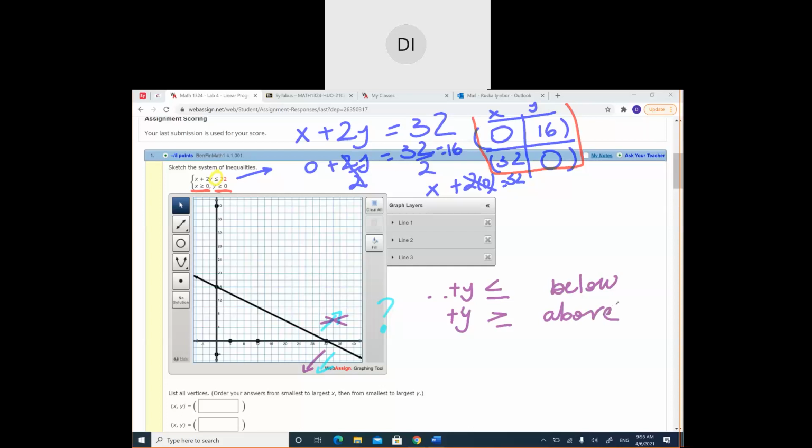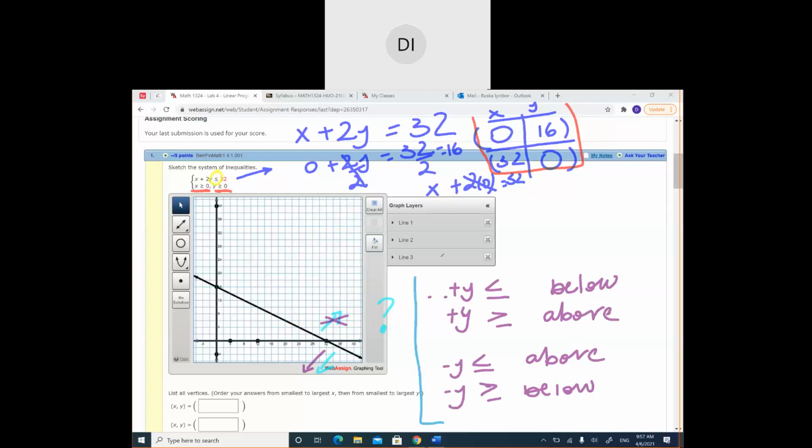So if y is positive, now if y is negative, it's going to be backwards. So if it's negative y and it's less than or equal, it's going to be above. And if it's negative y greater or equal, it's going to be below. So these are the rules for how to pick and choose which side of the straight line you have to shade. And I'll show in a minute how to shade. But these are the rules for shading.